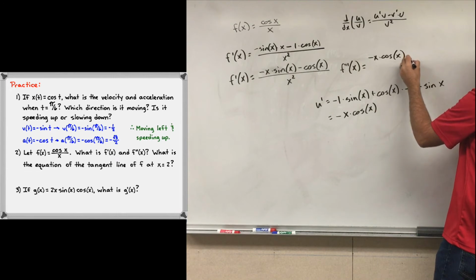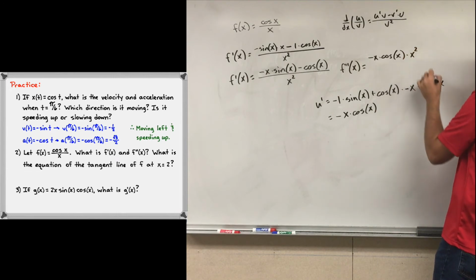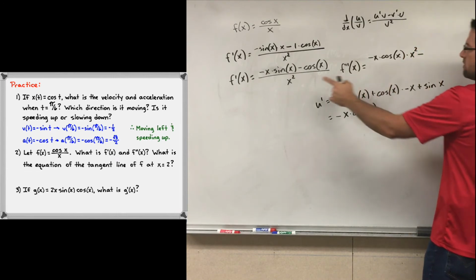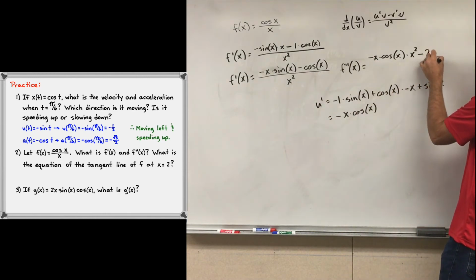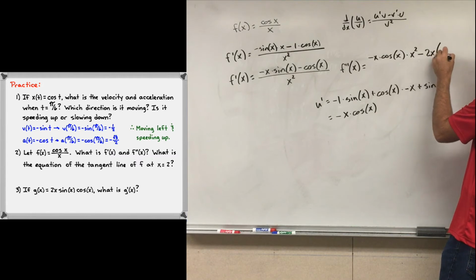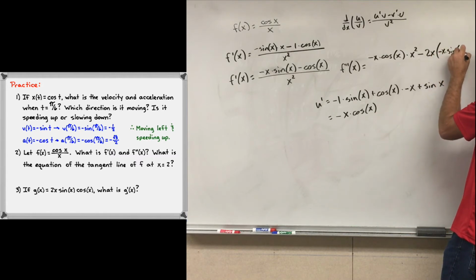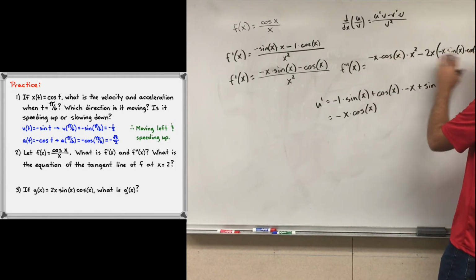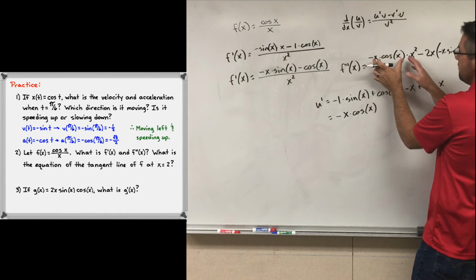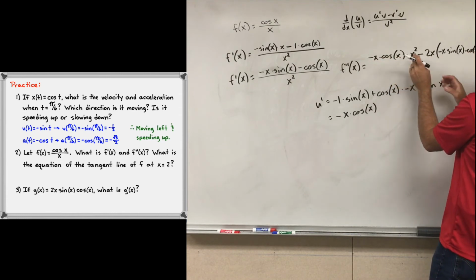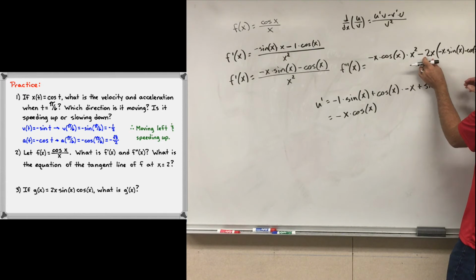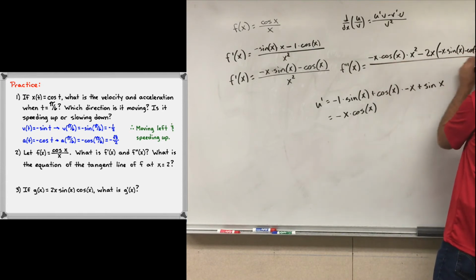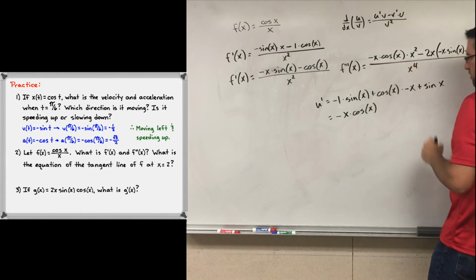Then times the bottom piece, so times x squared, minus the derivative of the bottom thing, which is 2x, times the top. So I'm going to put this all in parentheses, times negative x times sine of x minus cosine of x. Oh no, I'm running out of room. So that's the derivative of the top times the bottom minus the derivative of the bottom times the top, all over the bottom squared, which would be x to the fourth.